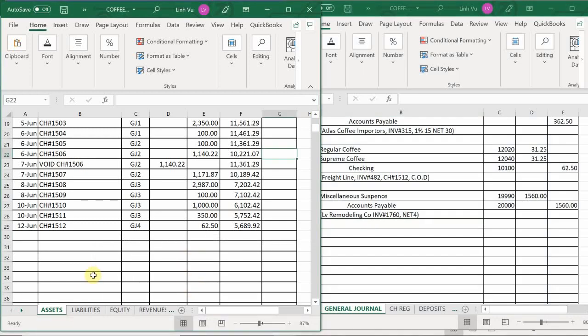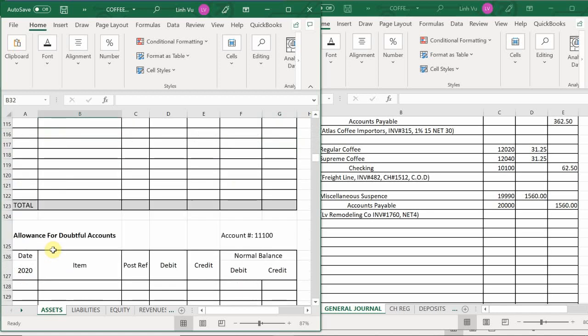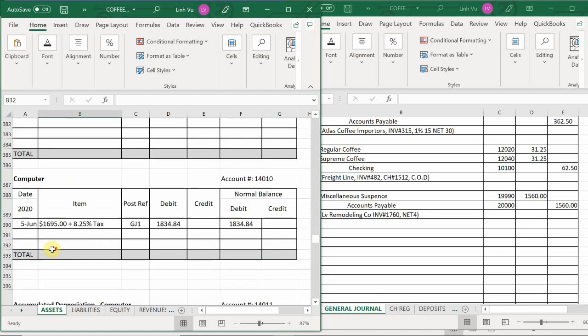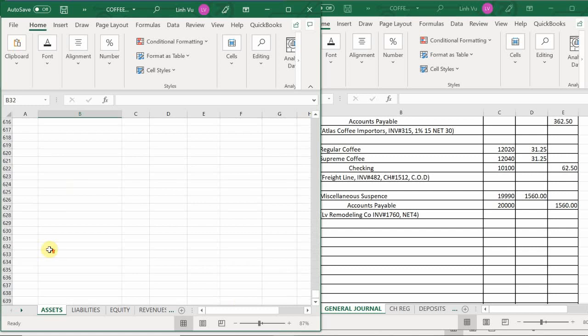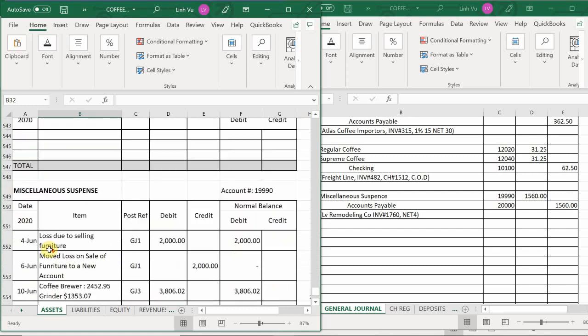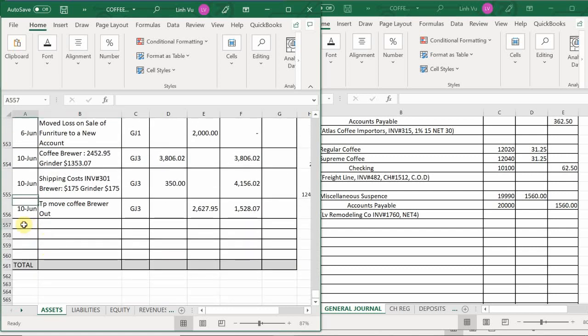Okay. So let's see. We got to go to miscellaneous expense in our asset account. So scroll all the way down. Okay. Here we are, miscellaneous expense, 613. So the invoice or cost of the foundation, and you want to put invoice number 1760.